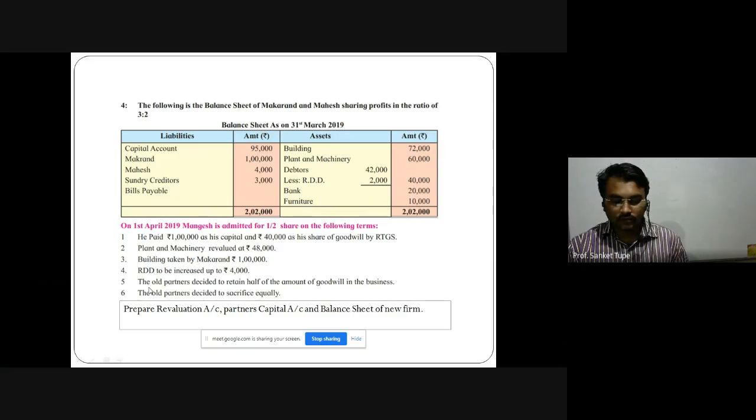Then the fifth adjustment: the old partners decided to retain half the amount of goodwill in the business. That means out of 40,000 they have decided to retain half the amount. What happens to that half amount, that we will discuss. The old partners decided to sacrifice equally. The sacrifice ratio of the old partners should be equal. The sacrifice ratio is stated here, you do not need to calculate it. Okay. Prepare revaluation account, partners' capital accounts and balance sheet of the new firm.